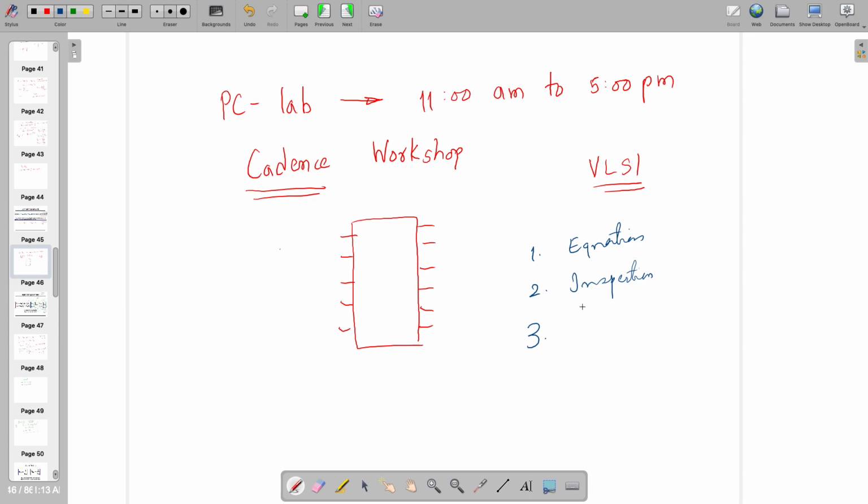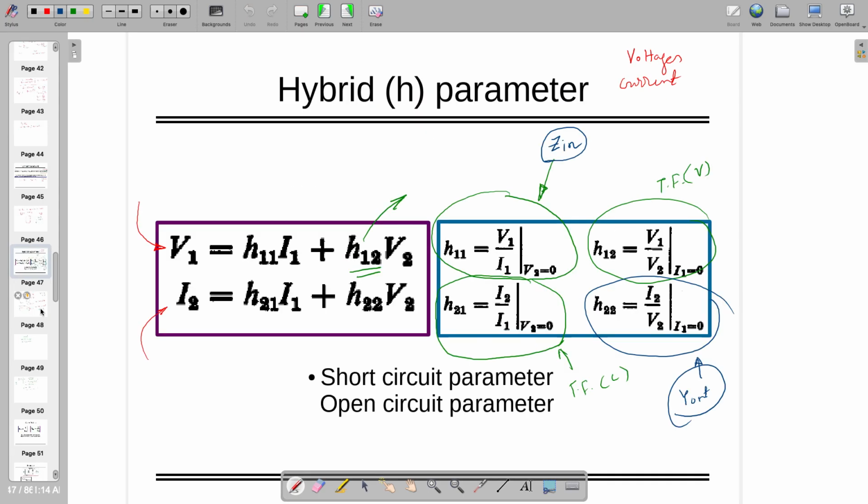So we spent something like 2 lectures on inspections. By inspection you can say that, but still you need to write down KCL, KVL. There is no other option. KCL and KVL will be there for sure. You have to be expert of mesh and nodal equations, right?